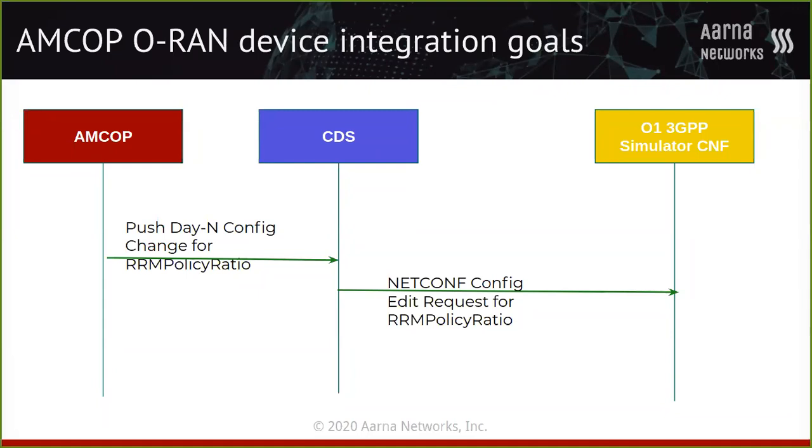What we will not be covering is orchestrating the CNF, because that is something we covered as part of the previous webinars. It's pretty much the same, because AMCOP allows you to take any Helm charts or Helm packages, onboard them, and orchestrate them on any target cluster. Here we will skip that step and focus on how to push the day N configuration changes to the CNF.